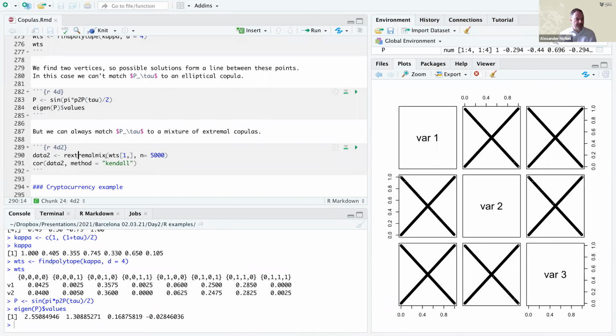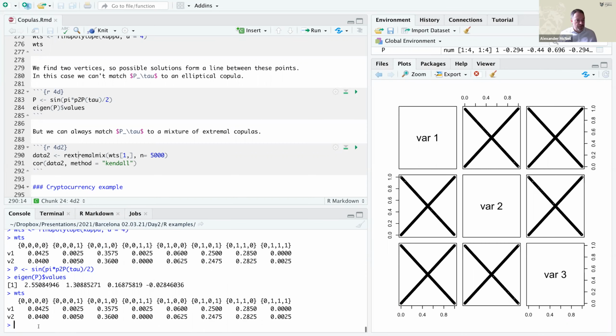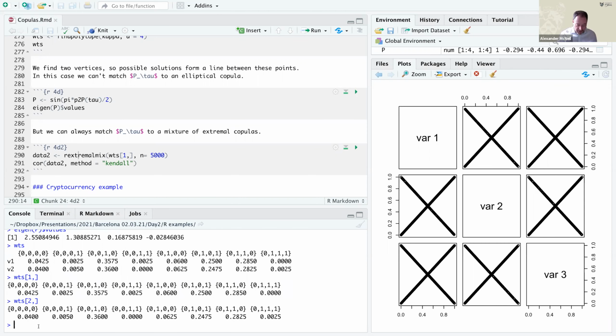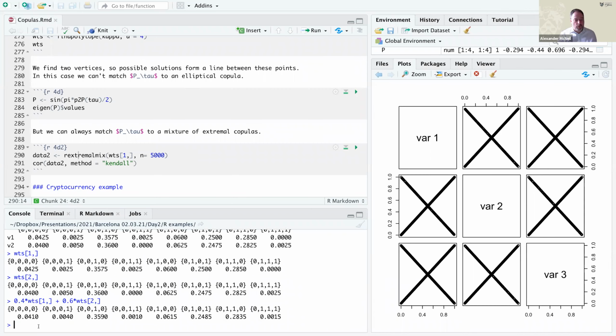So in this case, I'm going to use the weights. So I have the weights here. I have 2 of them. So I could take the first vector of weights, or I could take the second vector of weights, doesn't matter, or I could take a convex combination. So I could do this. I could take 0.4 times the first plus 0.6 times the second. That would also be a permissible weight vector, that would also specify a distribution which had the right Kendall matrix.